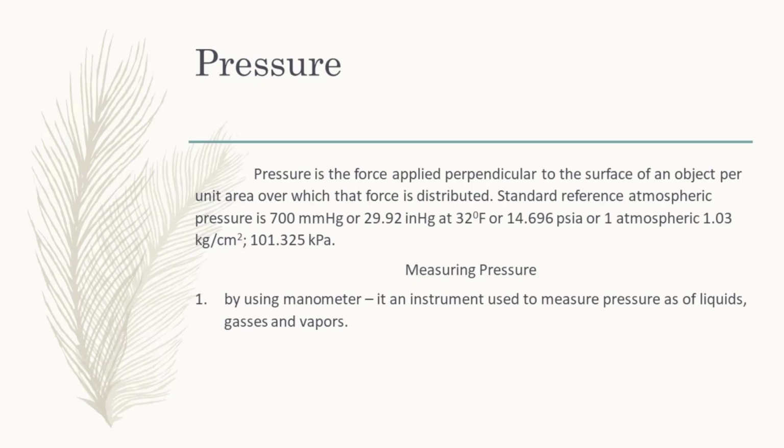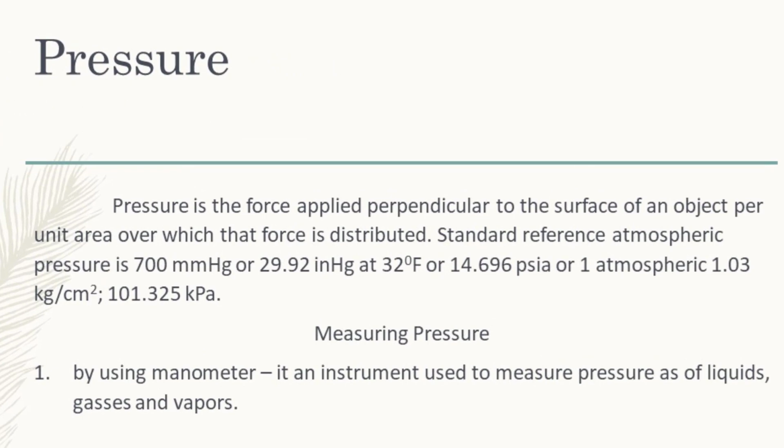Pressure. Pressure is the force applied perpendicular to the surface of an object per unit area over which that force is distributed. Standard reference atmospheric pressure is 700 mm mercury, 29.92 inch mercury at 32 degree Fahrenheit, 14.696 pound per inch squared, 1 atmospheric, 1.03 kilograms per centimeters squared, or 101.325 kilopascal.